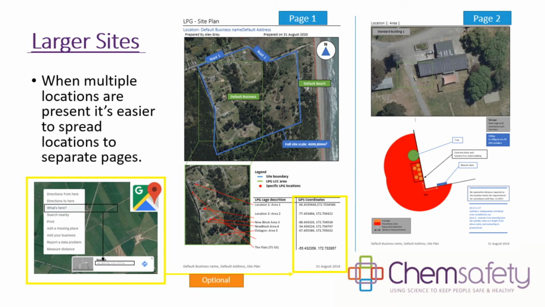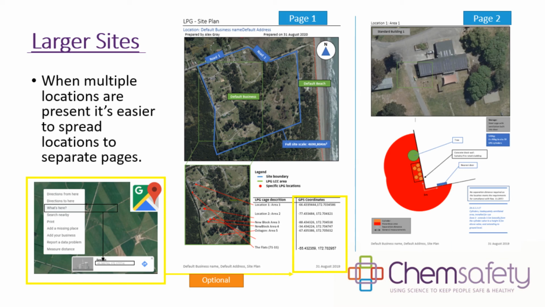For example, on Google Maps, if you right-click and navigate down to "What's this?", it will give you a GPS coordinate for that particular location. Likewise, on council mapping sites, you'll also have a tool for navigating GPS coordinates. Here in the middle of the slide, you'll see a page example for an LPG site plan with multiple locations specified with GPS coordinates as well as titles.